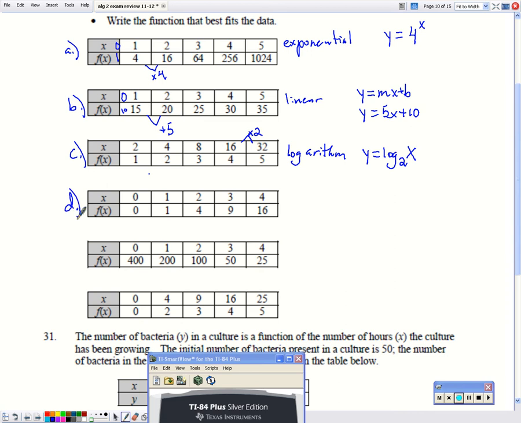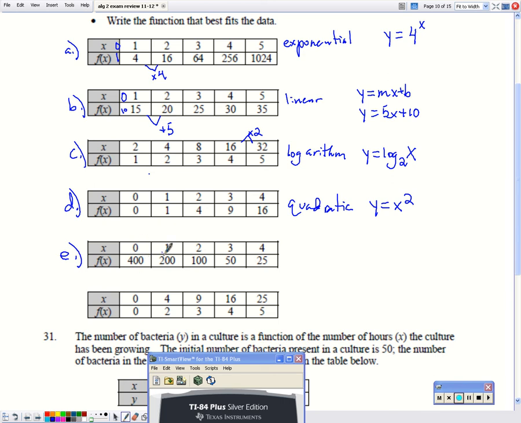We'll call this one letter D. Here, there's really no pattern going this way. What we see is that 0 squared is 0, 1 squared is 1, that these numbers on the f of x row are perfect squares. That makes this a quadratic. And our equation is going to be y equals x squared. It's pretty rare to see a quadratic that's just that perfect. The only way we would really know is to notice, like I said, that it's 0, 1, 4, 9, 16, perfect square numbers.